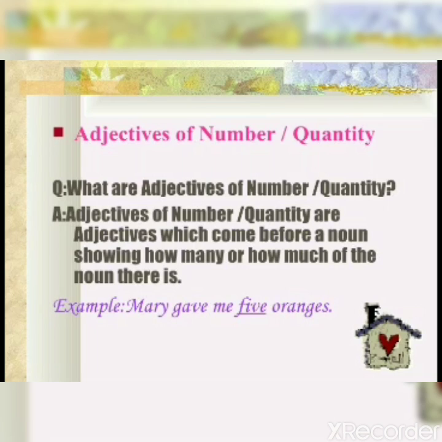For example, Mary gave me 5 oranges. So in this sentence, 5 is the adjective of quantity or adjective of number, because it is giving us the amount, how many oranges Mary gave me. Mary gave me 5 oranges. So in this sentence, 5 is the adjective of number.